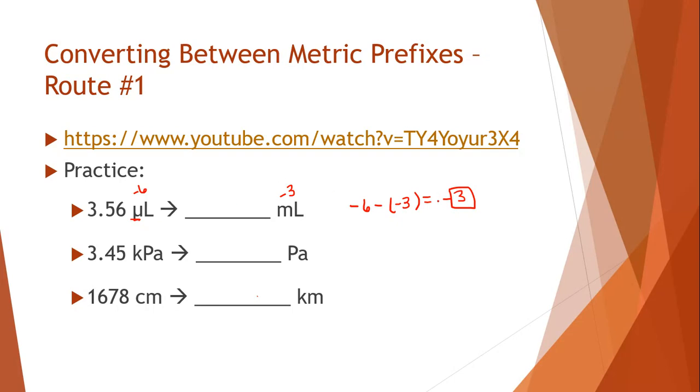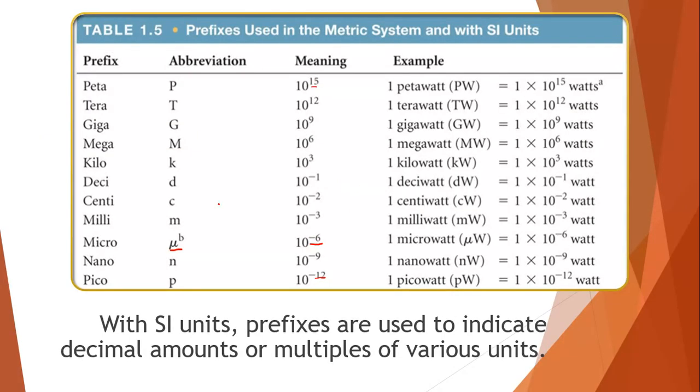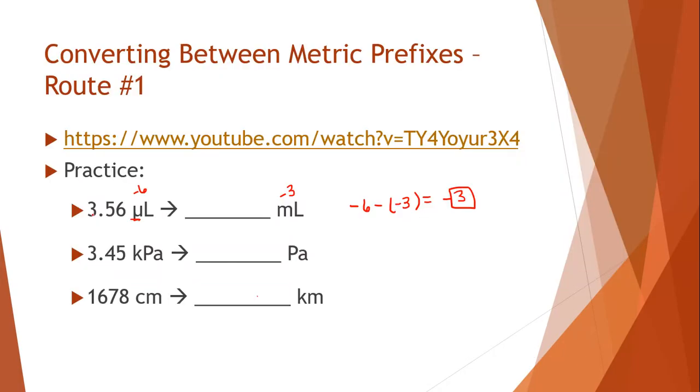Typically, if you see this negative, that means we're going to be moving our decimal to the left. But just to double check, here we have micro, and we want to move it back up to milli. So yes, we're going to move it back. 1, 2, 3. 0.00356.